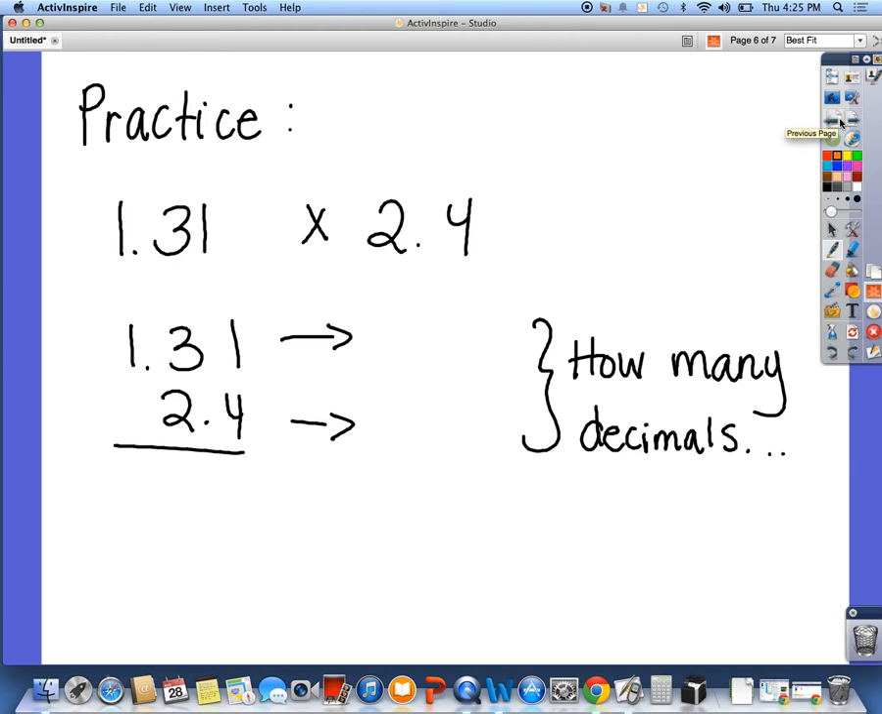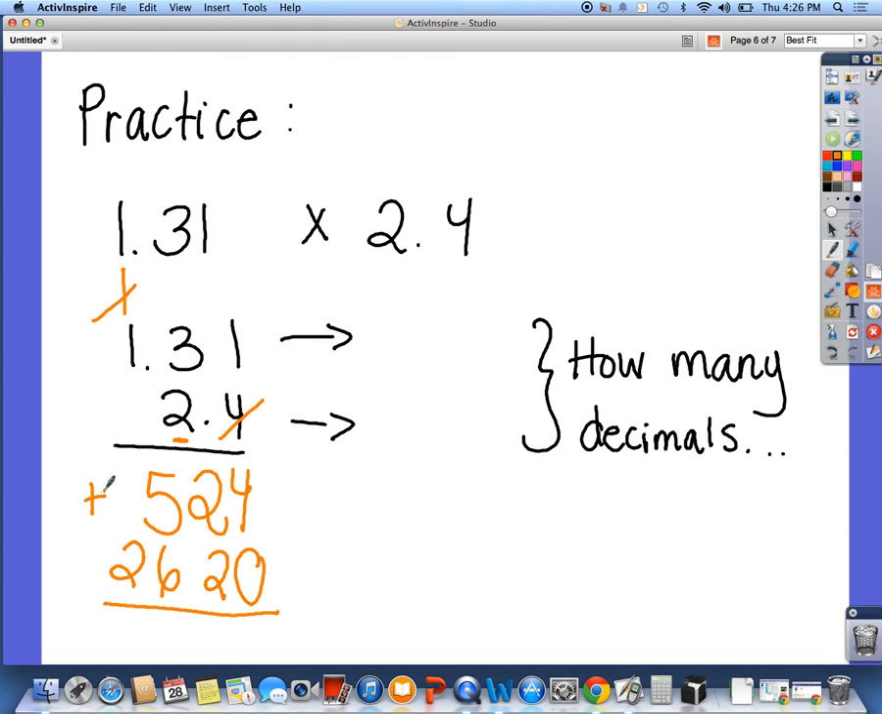So we've got 1 and 31 hundredths multiplied by 2 and 4 tenths. So let's go through our steps. We are just multiplying as if there are no decimal places. 1 times 4, 4. 3 times 4, 12. Put down my 2, carry my 1. 1 times 4 is 4, plus that 1 is 5. So let's mark everything out that we don't need anymore. All right? Adding my 0 because I am now multiplying in a new place value. 1 times 2 is 2. 3 times 2 is 6. And 1 times 2 is 2.